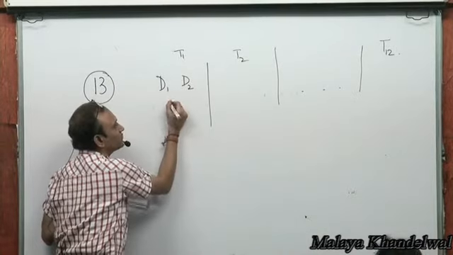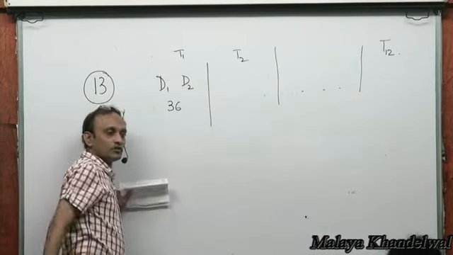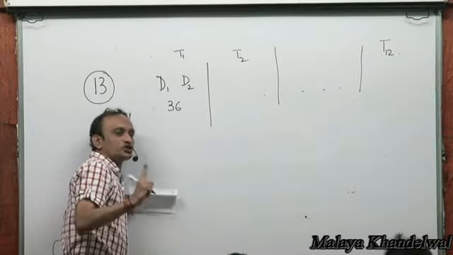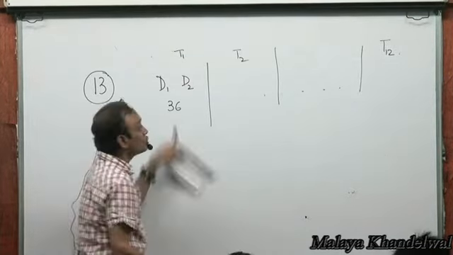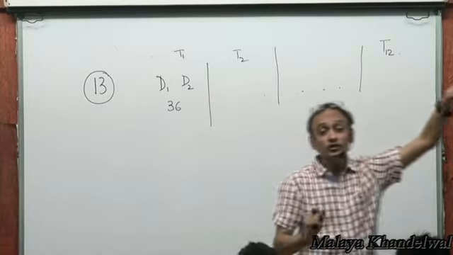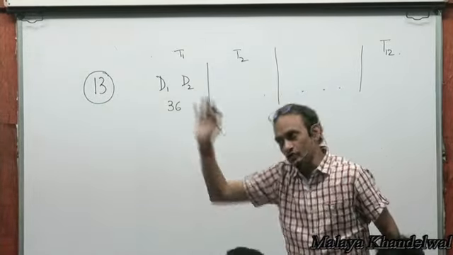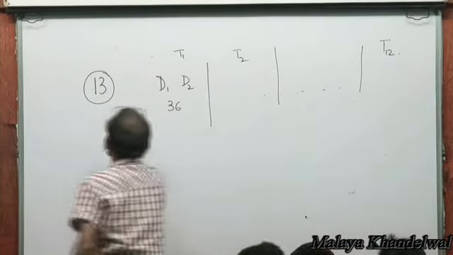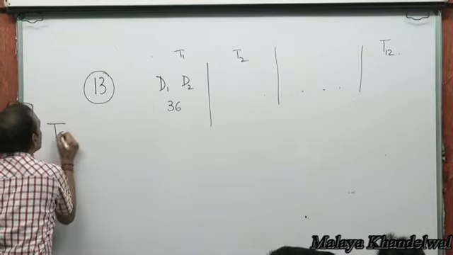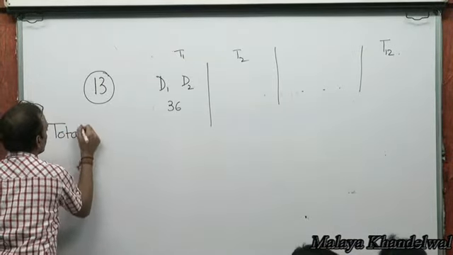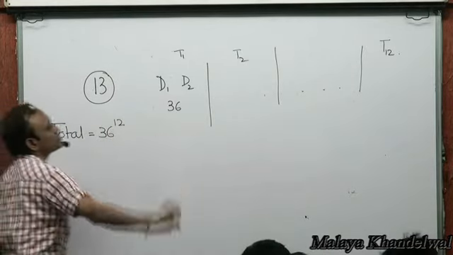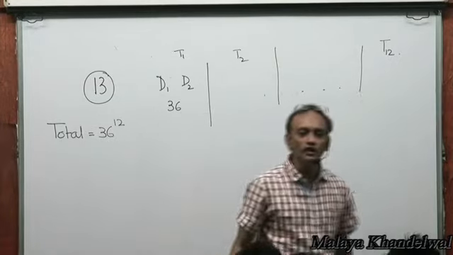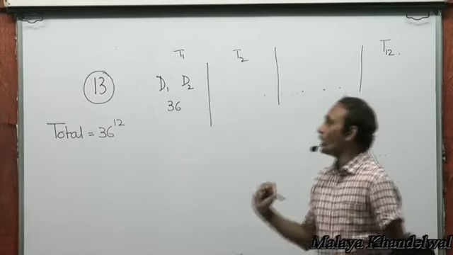Each throw will have 36 possible outcomes. Yes or no? Each throw of rolling 2 dice has 36 possible outcomes. So 12 throws will have 36 to the power 12 outcomes. So the total number of outcomes is 36 to the power 12: 36 for throw 1 and 36 for throw 2, and so on. Yes or no?